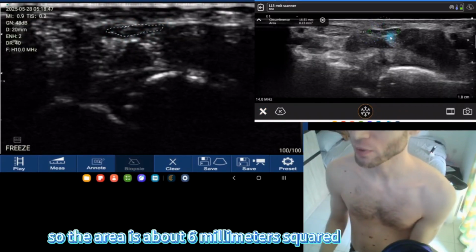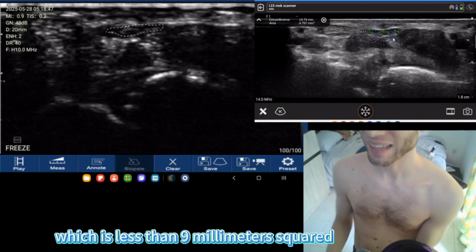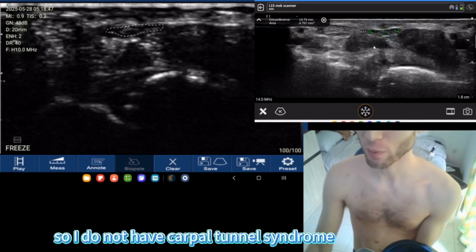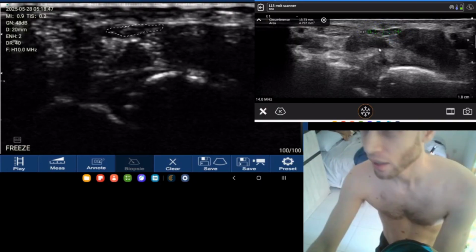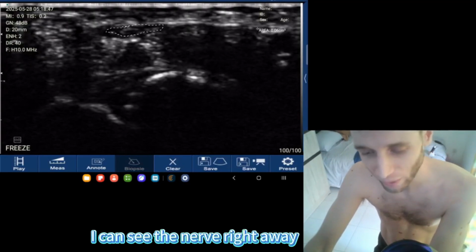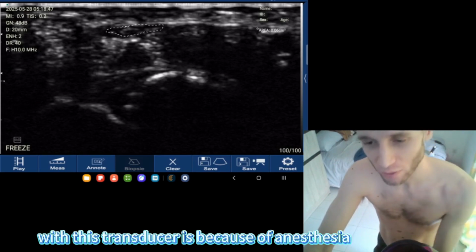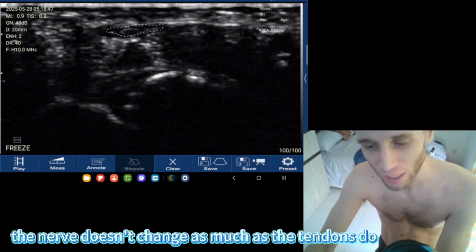So the area is about 6 millimeters squared, which is less than 9 millimeters squared, so I do not have carpal tunnel syndrome. Woohoo! I will say that the Clarius is much easier for this. I can see the nerve right away. The only reason I can even find the nerve in the mess with this transducer is because of anisotropy. The nerve doesn't change as much as the tendons do.